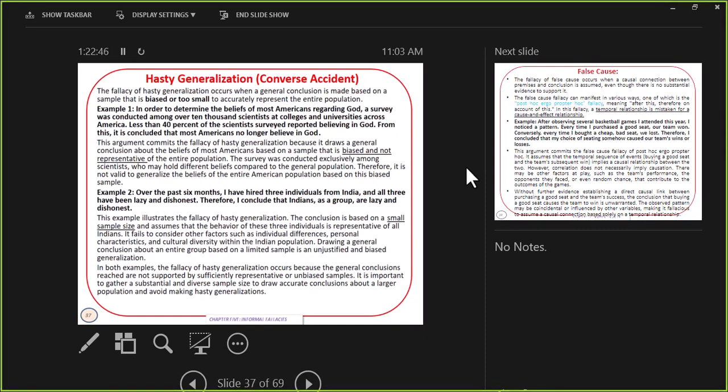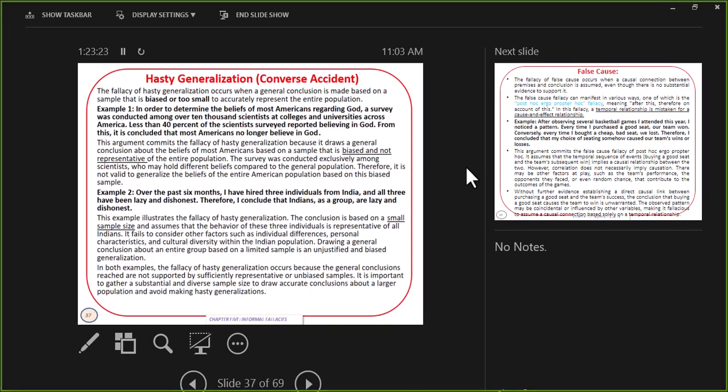Look at the example. In order to determine the belief of most Americans regarding God, a survey was conducted among over 10,000 scientists at colleges and universities across America. Less than 40% of the scientists surveyed reported believing in God. From this, it's concluded that most Americans no longer believe in God. This is typically what? Hasty generalization. Why? Because the sample is not representative of the general population of America. The sample is taken only from universities and colleges. That is a very limited sample; it is biased and not representative of the entire population. The survey was conducted exclusively among scientists, who may hold different beliefs compared to the general population.